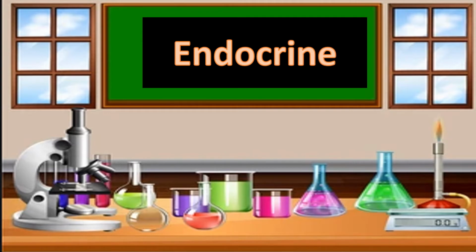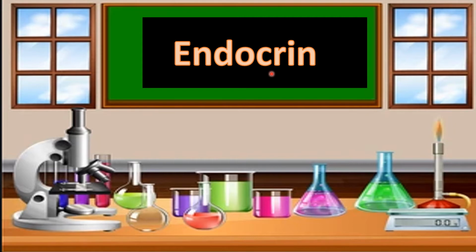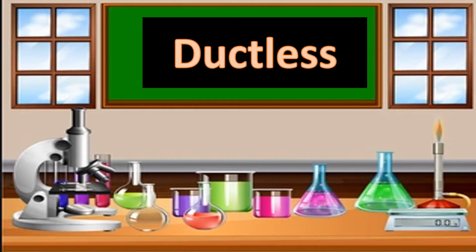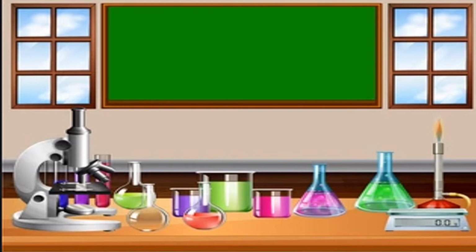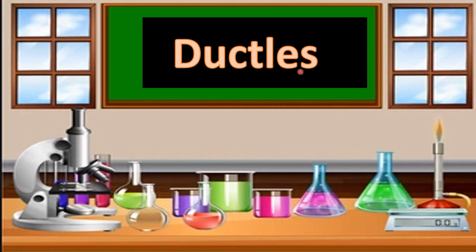Another word is endocrine. Can everybody say endocrine? Let's spell endocrine. Letter E, letter N, letter D, O, C, R, I, N, E. Endocrine. Ductless. Can everybody say ductless? Let's spell ductless. Letter D, letter U, C, T, L, E, S, S. Ductless.